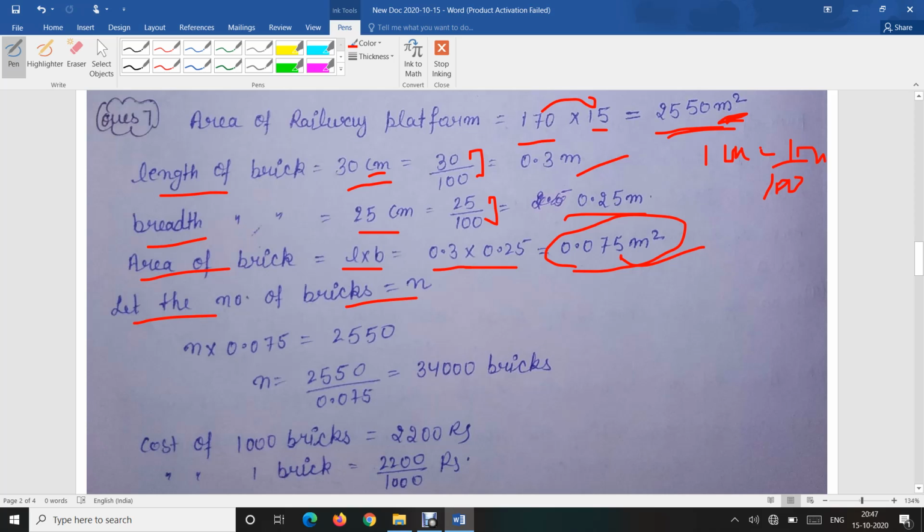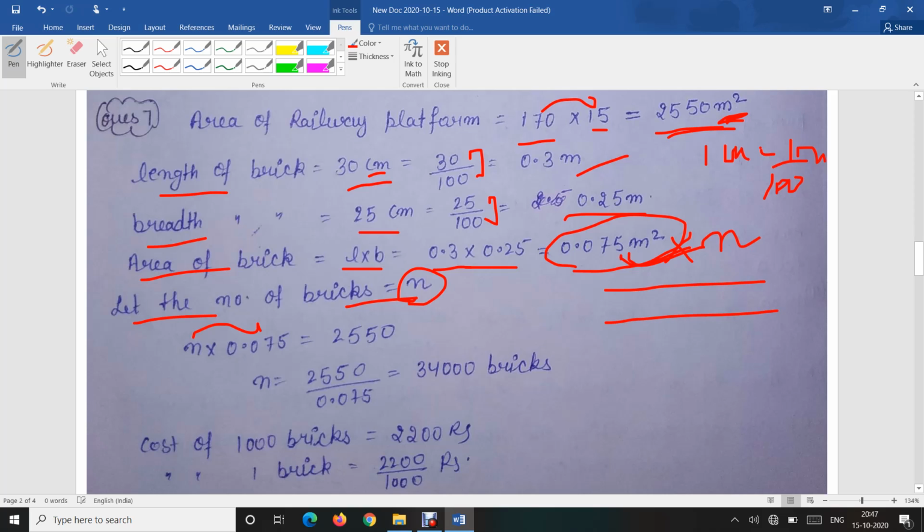And you know that if the area of the one brick is 0.075 meter square, then the area of the n bricks, obviously we have to multiply the area of the one brick by n, which is the number of bricks. So n multiplied by 0.075 is the area for the total number of bricks.